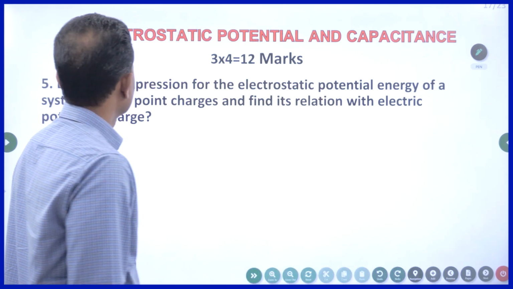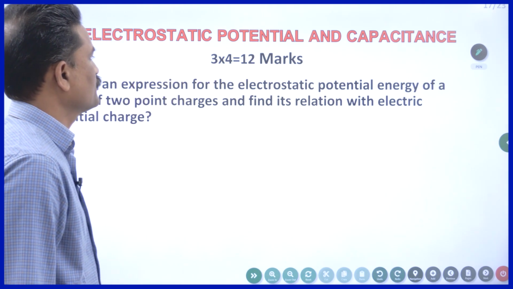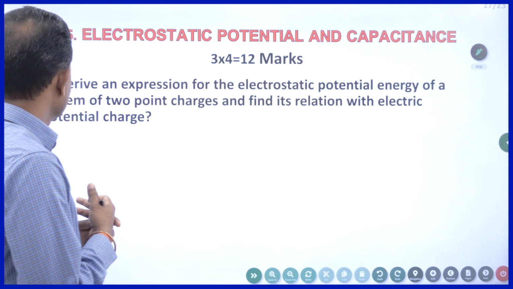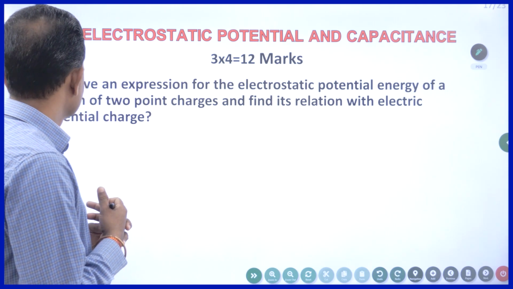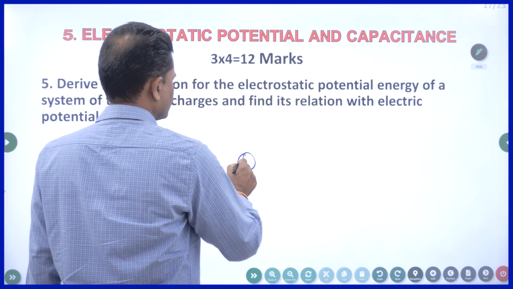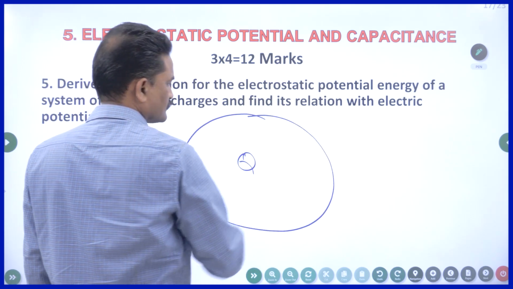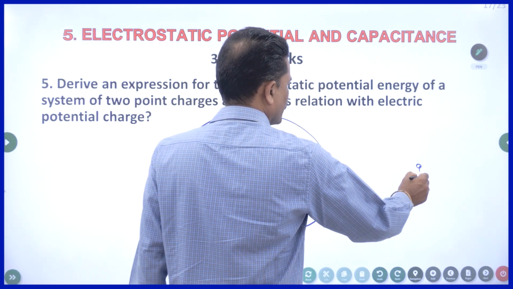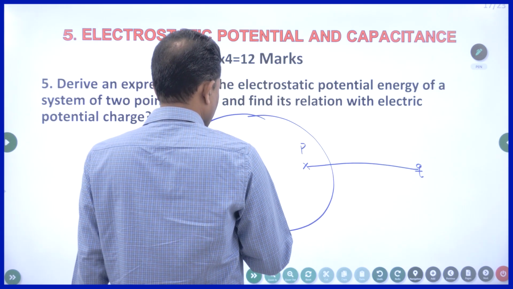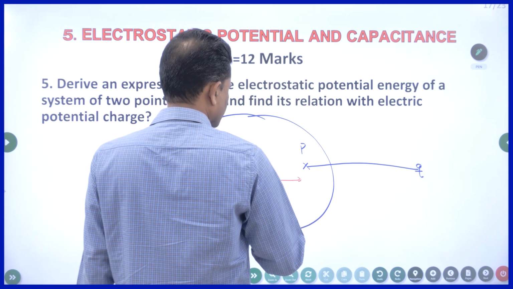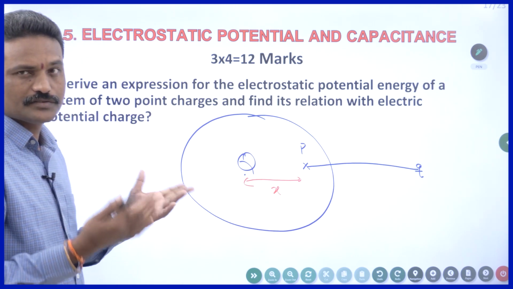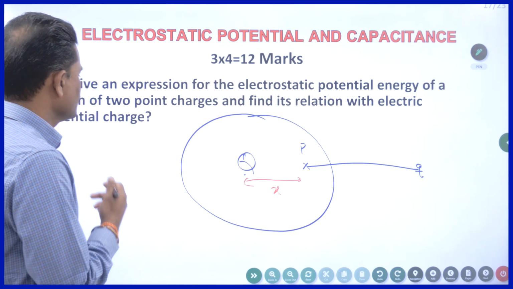Now, derive an expression for the electrostatic potential energy of a system of 2-point charges and find its relation with electric potential charge. What does it mean? Suppose there is a charge Q. It has some field. So, into this field, I am bringing another charge to point P. Let us say the distance between these two is x. I have to do some work. The work done against its wish is stored as potential energy. So, what is the work done?